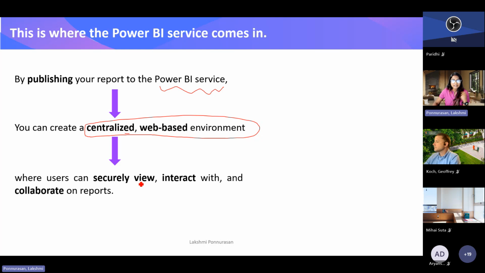What can users do there? They can view the report, they can interact, and they can collaborate. So these three words are important again: view, interact, collaborate, and obviously security is important too. So this slide, quick information: whenever you see Power BI service, centralized, web-based, what can you do? You can view, interact, and collaborate.